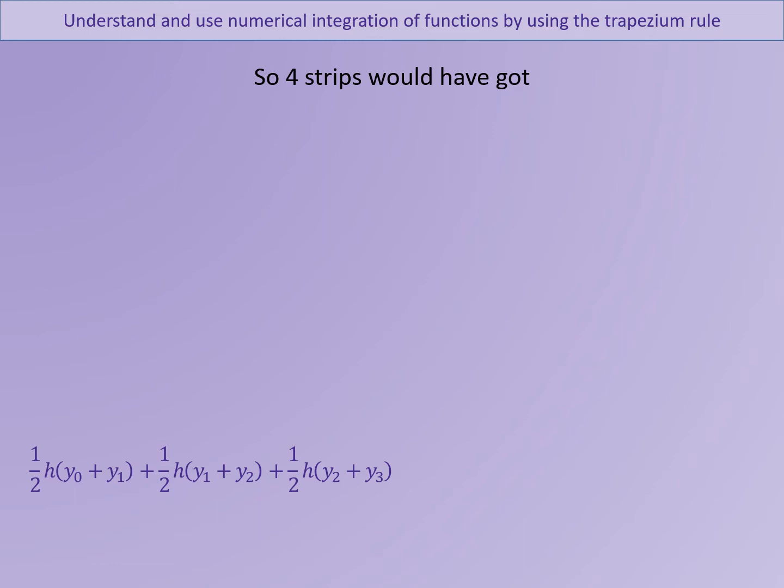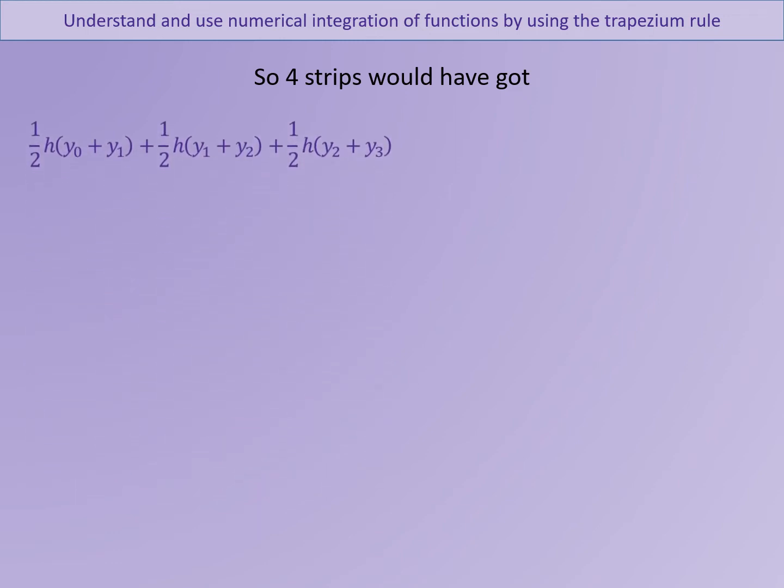Suppose we had decided to use 4 strips instead of 3. Obviously we would have had a different h value because the strips would all have been narrower. We would have been dividing by 4 instead of 3. So the formula would have had an extra trapezium added onto the end. So we would have ended up with a half h and then y3 plus y4.